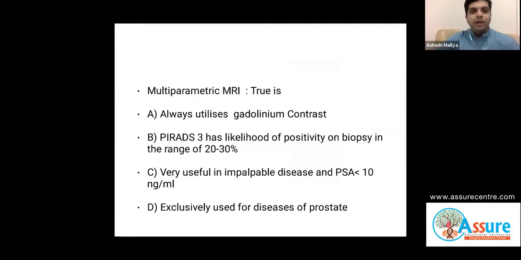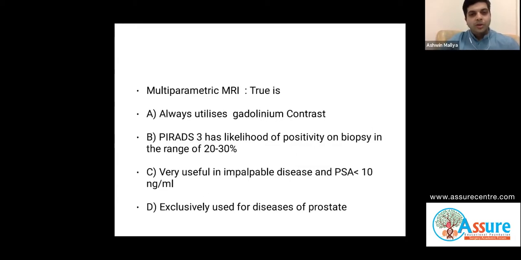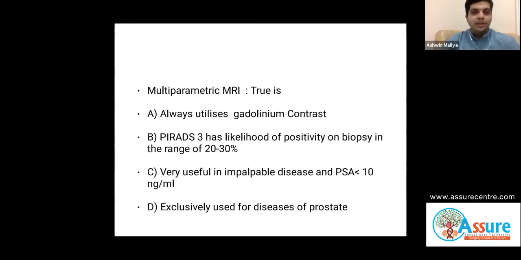Okay, now coming to multiparametric MRI. Multiparametric MRI is a very useful tool in the investigation of prostate diseases, and especially in prostate cancer, where it's got a lot of usage nowadays. About this, choice A: true fact is it always utilizes gadolinium contrast. Choice B: PIRADS 3 has a likelihood of positivity on biopsy in the range of 20 to 30%. Choice C: very useful in impalpable disease and PSA less than 10. And choice D: exclusively used for diseases of the prostate.